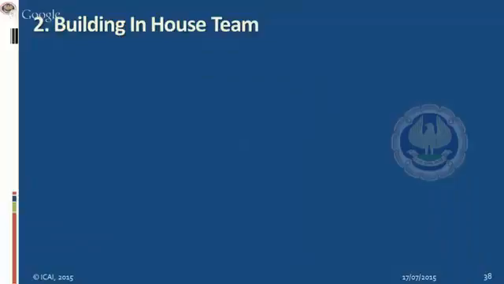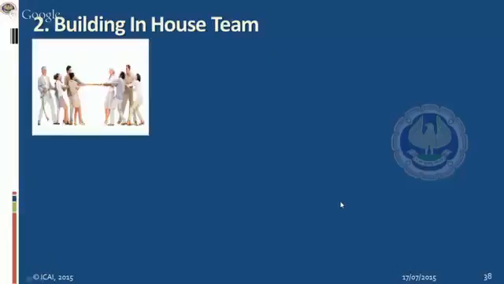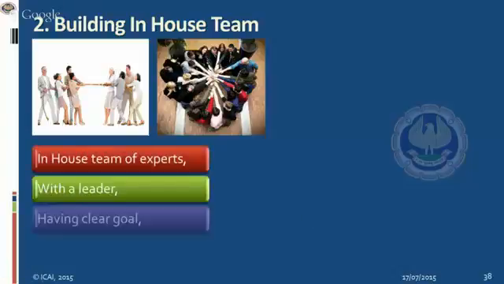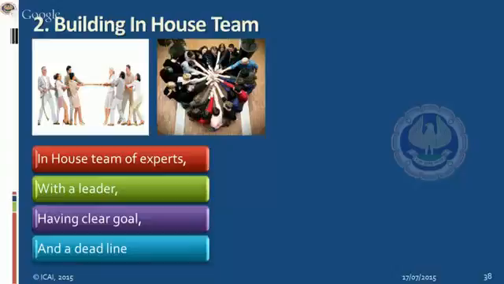The second step is building the in-house team. Normally, the ERP implementation shall be carried out by some outsider, some external agency, or software vendor, but it is our own team also. It must take part in the process of implementation of ERP. Many times there is some tussle within the team, but it should not work like the left hand picture. It should work like the right hand side picture. It should work as a team, an in-house team of experts with a leader and having a clear goal. And one more thing that is important, that is the deadline. What type of feature we are going to implement by which date? It has to be decided and documented in advance.